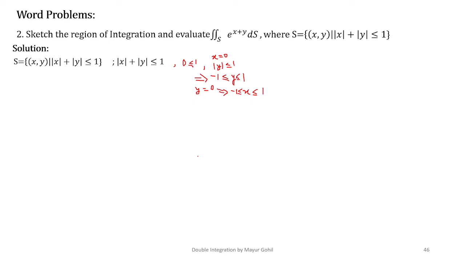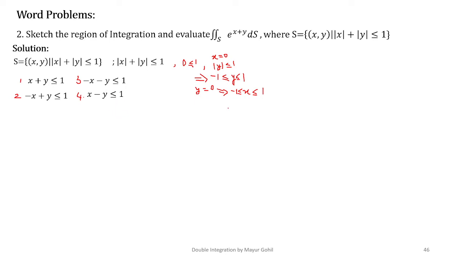But for further details, I'll give you the hint that this condition comprises 4 inequalities. The first one is x plus y is less than or equal to 1. The second one is minus x plus y is less than or equal to 1. The third one is minus x minus y is less than or equal to 1, and the fourth one is x minus y is less than or equal to 1.